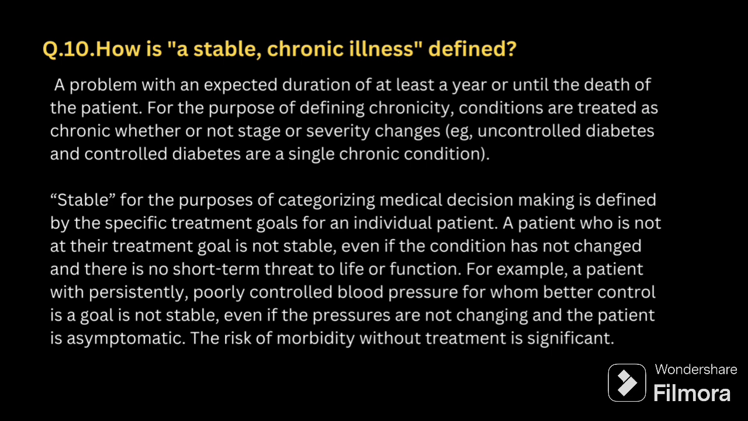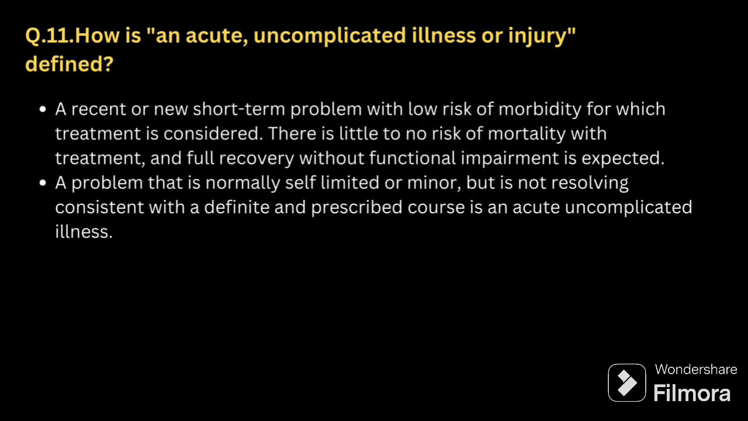How is a stable chronic illness defined? A problem with an expected duration of at least a year or until the death of the patient. Stable, for the purpose of categorizing medical decision making, is defined by a specific treatment goal for the individual patient. So you can read the definition and see.